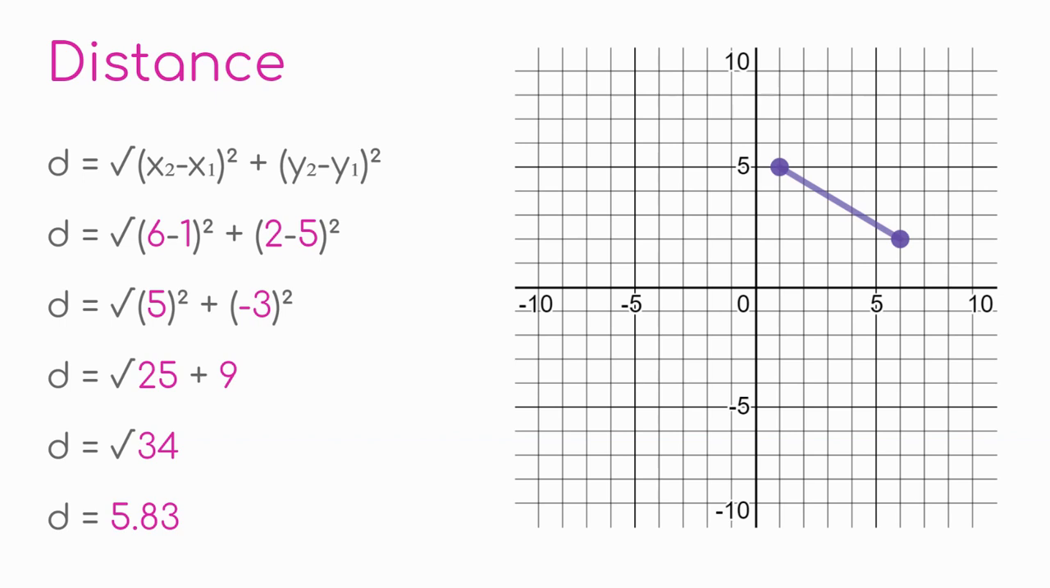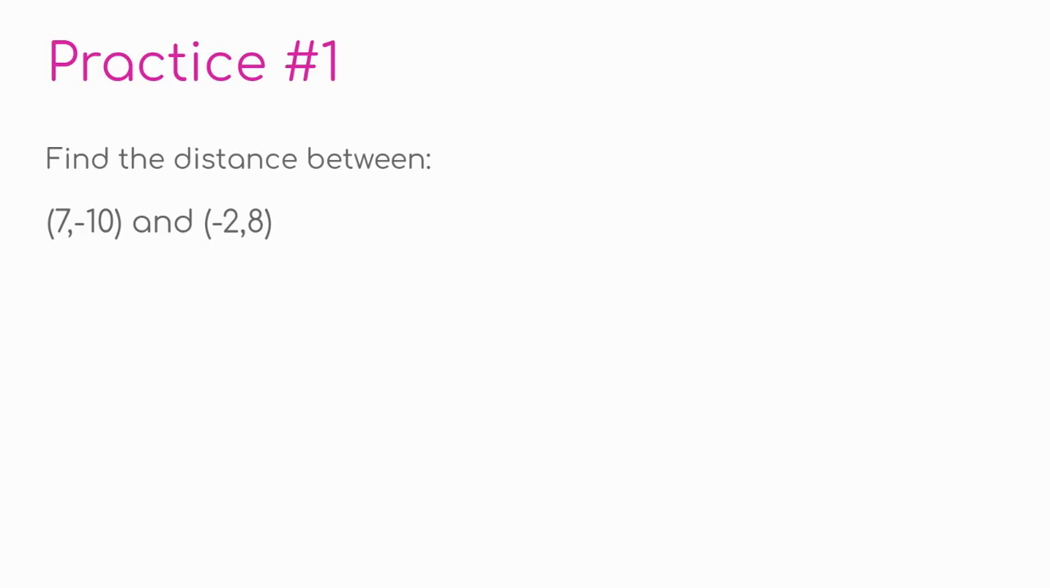So that's the whole thing. You've got our formula. Hopefully you wrote that down. We plug our two points into the formula and then just go about solving it in our calculator. So I'm going to go through two examples with you, and then I'm going to send you out to your exit ticket. So find the distance between 7, negative 10, and negative 2, 8. I'm going to do the same type of thing as I did with slope. I'm first going to label my coordinates. So 7, negative 10 is x1, y1, and negative 2, 8 is x2, y2.